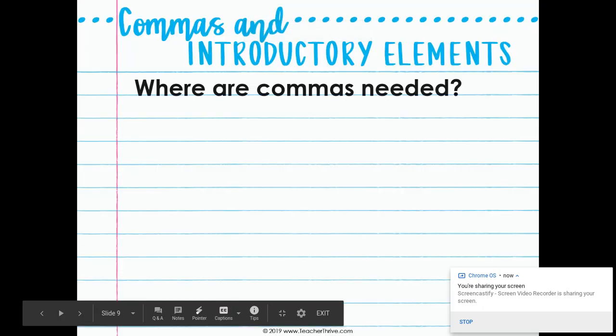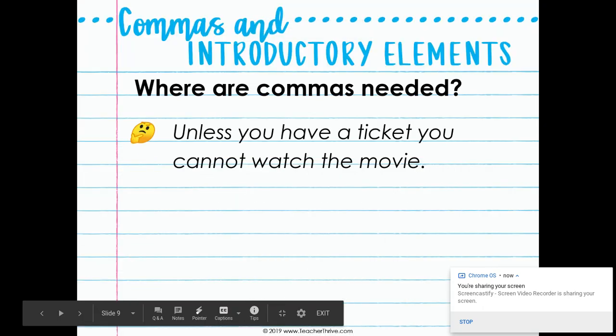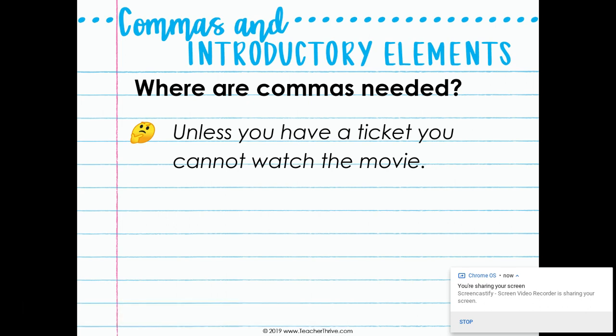All right, we are going to take some time now to practice with a few sentences, thinking about where the commas would go after the introductory element. So the first sentence is, unless you have a ticket, you cannot watch the movie. So you need to think in that sentence, does this use a word, a phrase, or a clause? And where would you put the comma in this sentence?